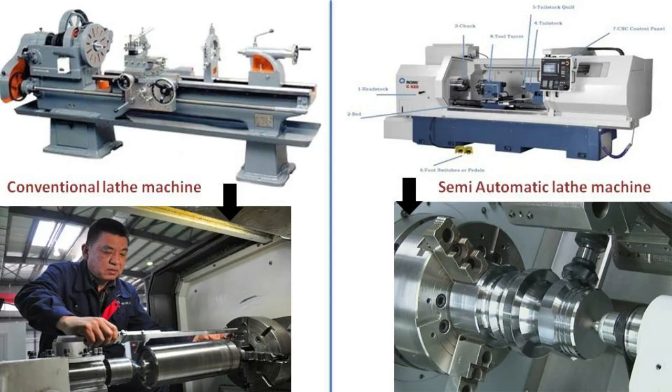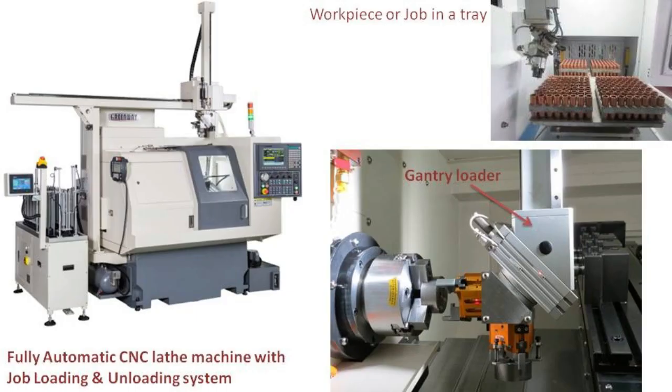For example, in a semi-automatic lathe machine, the operator has to place the job between the work centers and the machine does only the machining work. Once the machining is done, the workpiece is replaced by the operator only. In a fully automatic lathe machine, loading the job, machining and then replacing the job with a new one will be done by the machine only.